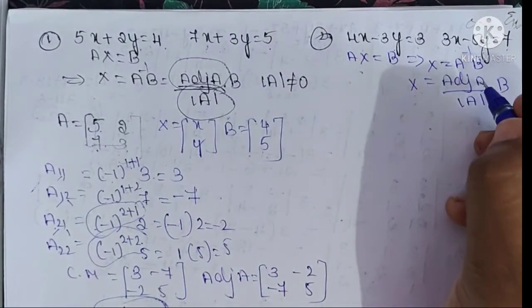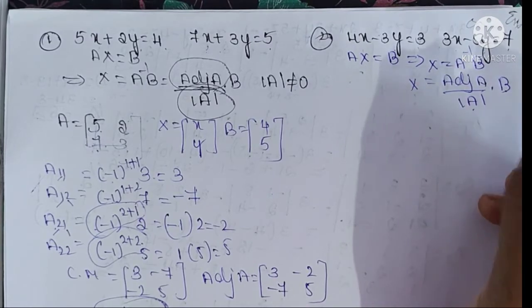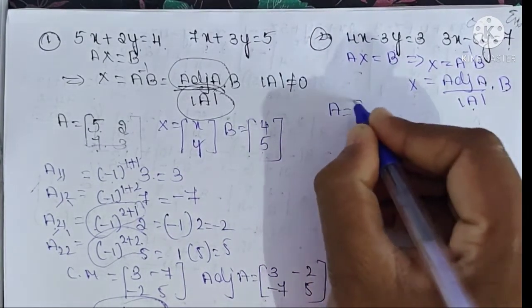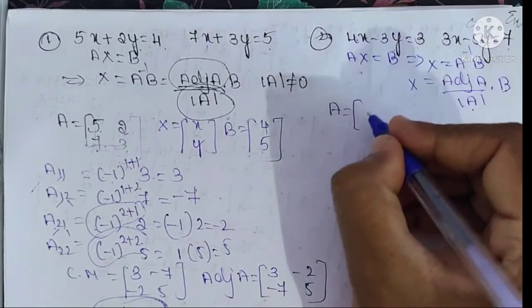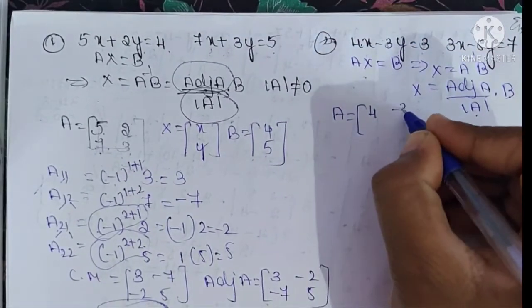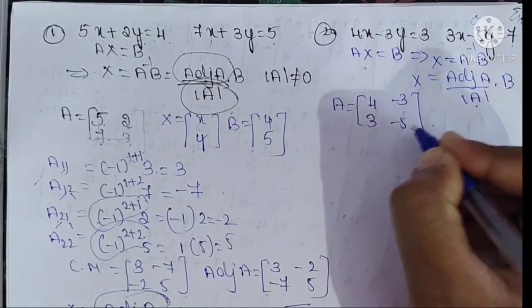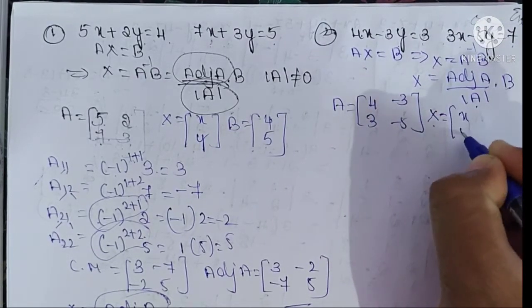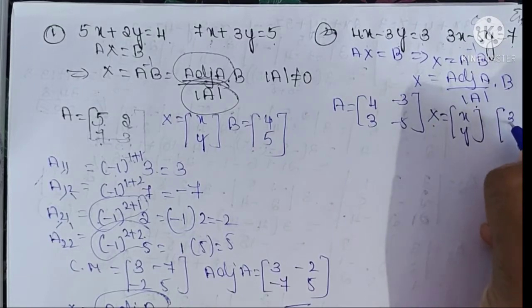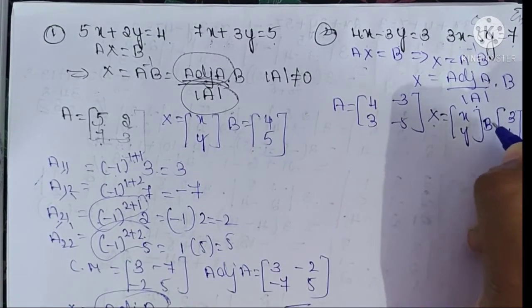Now we have to find the adjoint of A, the determinant of A, and B. For that, consider A as the coefficients of x and y. The x coefficient is 4, the y coefficient is minus 3. Here the x coefficient is 3, the y coefficient is minus 5. The variables are x and y, and the constant values are 3 and 7, that is the B value.